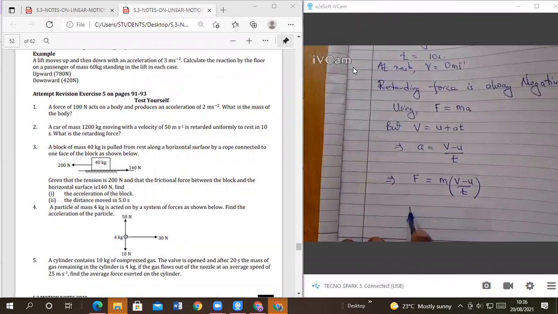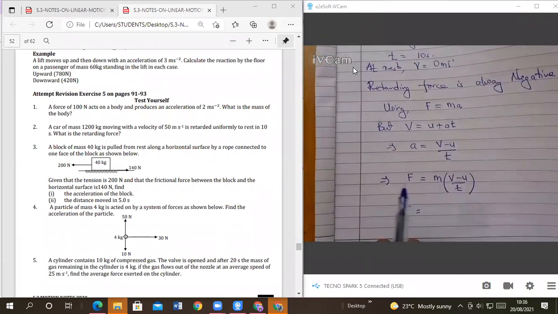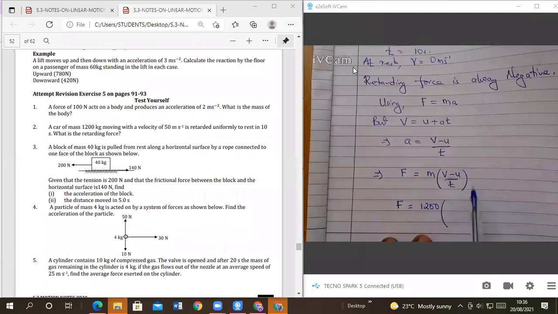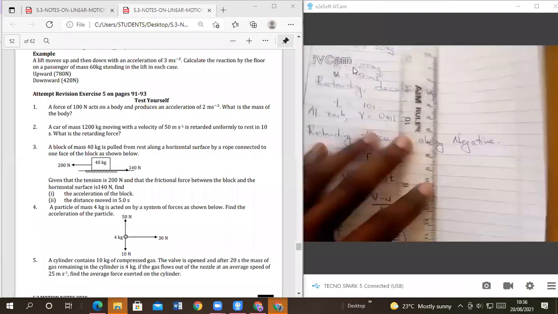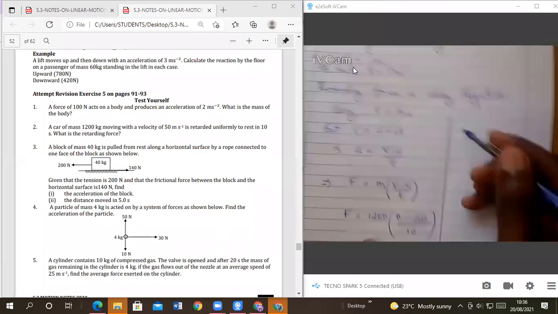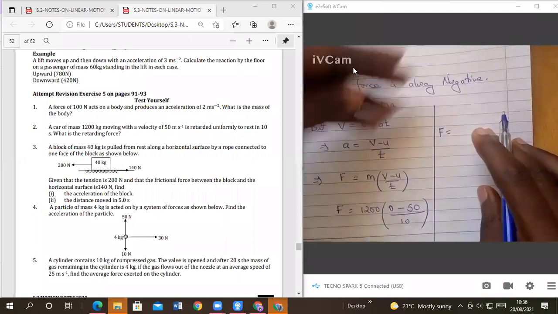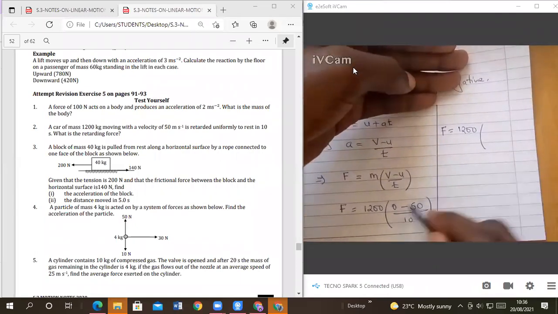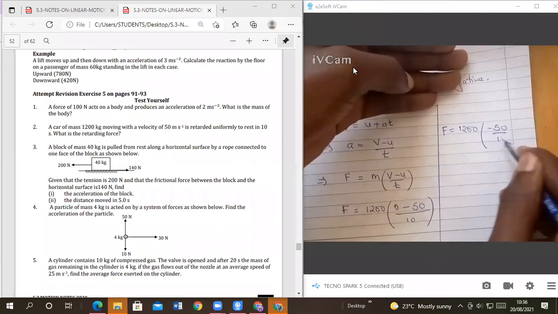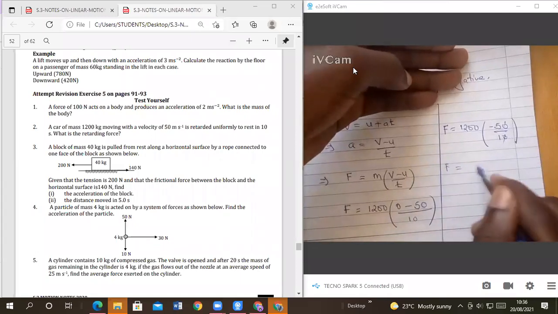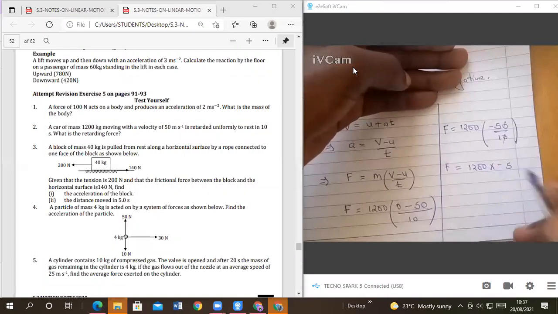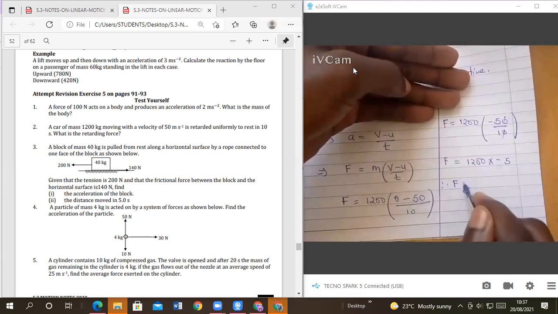Now when you make the substitution, F equals the mass of the car, 1,200, times the final velocity 0 minus 50, divided by the time of impact, 10 seconds. So F equals 1,200 times negative 50 divided by 10, which is 1,200 times negative 5. So what is the answer?